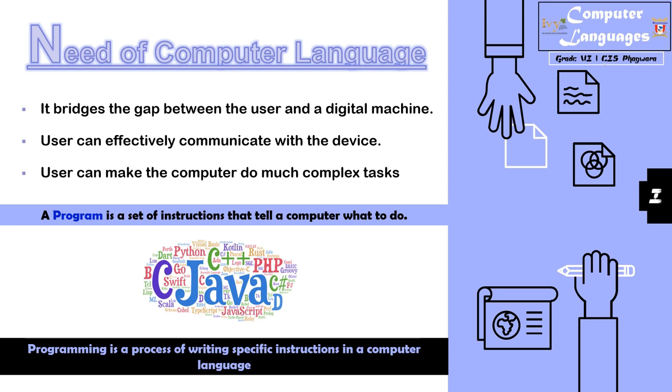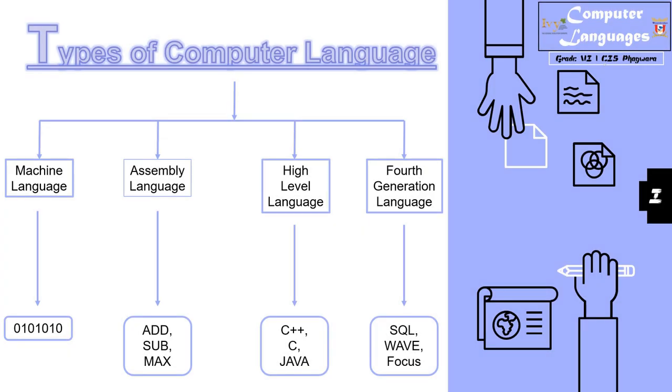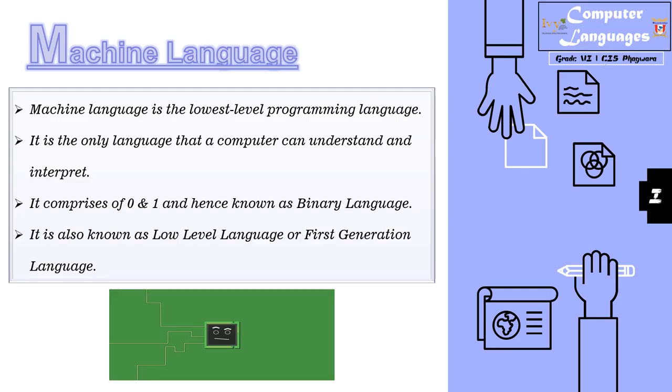Moving on, we'll find out the types of computer languages that evolved with time, improving performance, ease of usability, reliability, etc. And in this part of the video, we will only discuss machine language and assembly language. So let's move on to the next slide where we will discuss machine language.